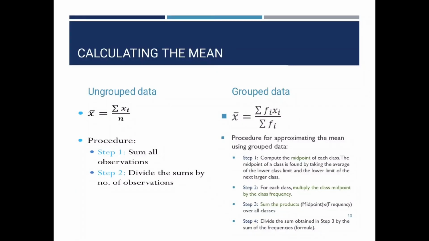And these are the formulas to calculate the mean for ungrouped data and group data. As you can see, for ungrouped data, we will find the sum of all data values divided by the sample size. Meanwhile, for group data, we can see we have the frequency value here.